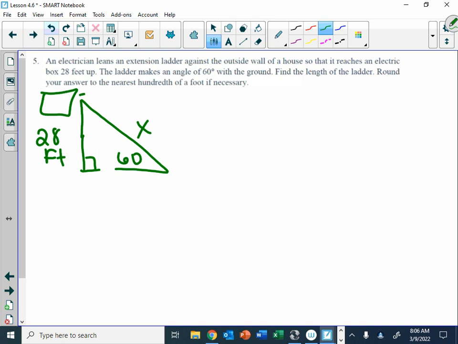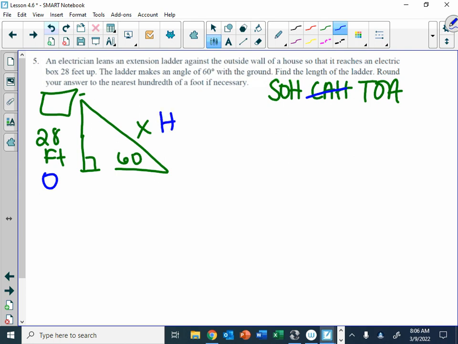Alright, how does 28 relate to 60? Opposite. The cosine's gone. And that x, is it adjacent or hypotenuse? Hypotenuse, so which one am I using? Sine. You're probably seeing a trend that sine and tangent get used a lot. Sine gets used a ton, and tangent gets used quite a bit too. Cosine doesn't happen too often.